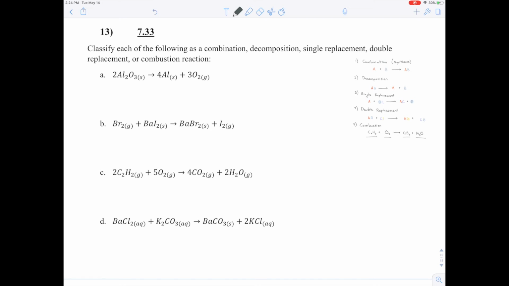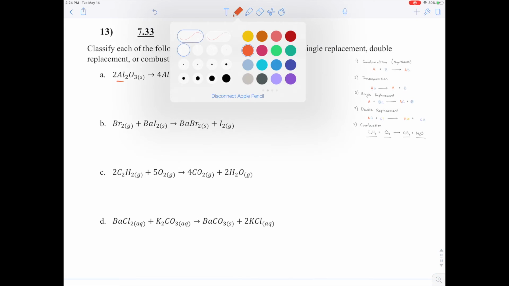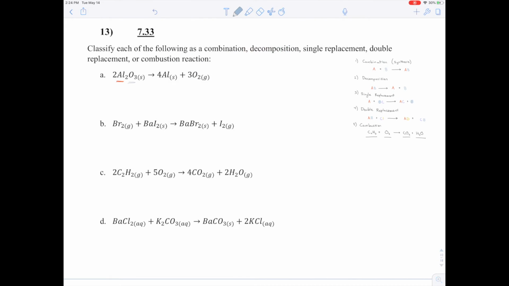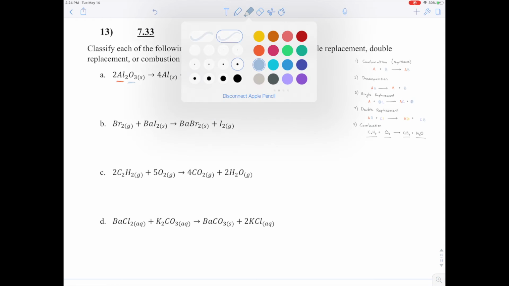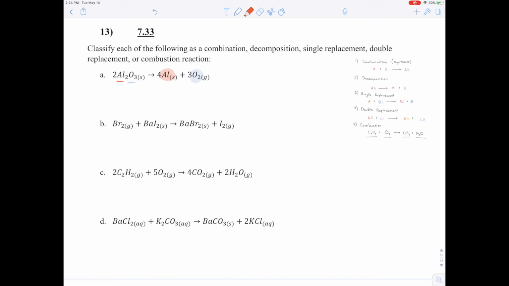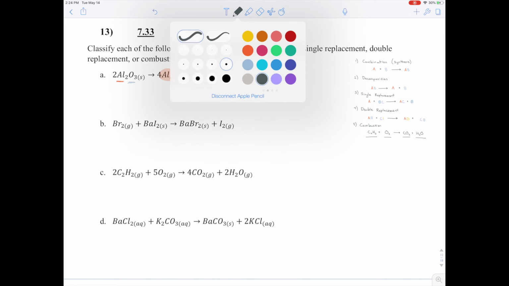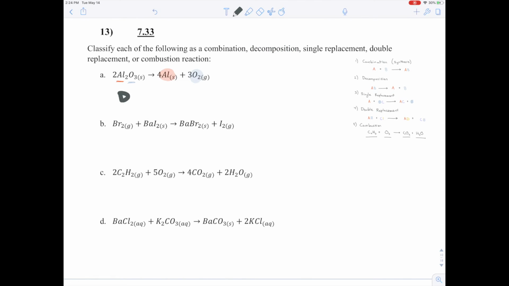So notice how here we have two things that are together, aluminum and oxygen. They start out together, but they end up apart, so you have them separated by that plus sign in the end. When you start out together but end up apart, that was decomposition. So this would be a decomposition reaction.